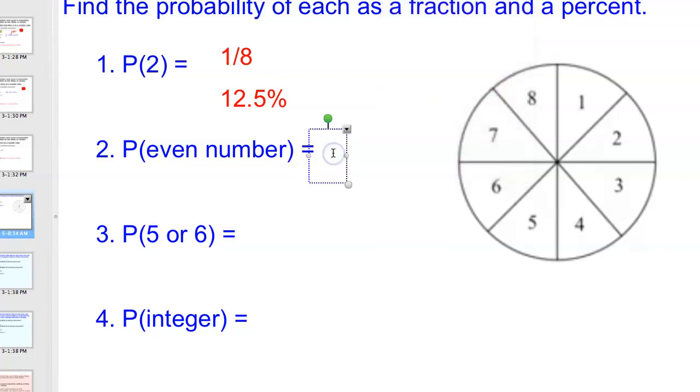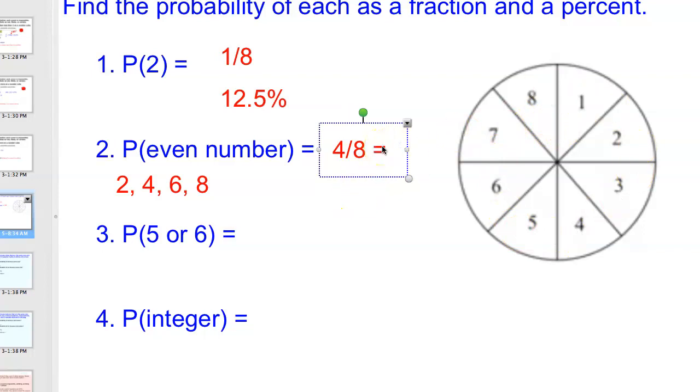All right, probability of an even number. Let's see all of my even numbers. I have 2, 4, 6, and 8. So I have 4 even numbers divided by 8 total possible outcomes. There are 8 numbers there, so that means 8 outcomes. So 4 eighths, but I want to simplify that. So 4 eighths is 1/2, and 1/2 is 50%. So the probability of getting an even number is 50%.